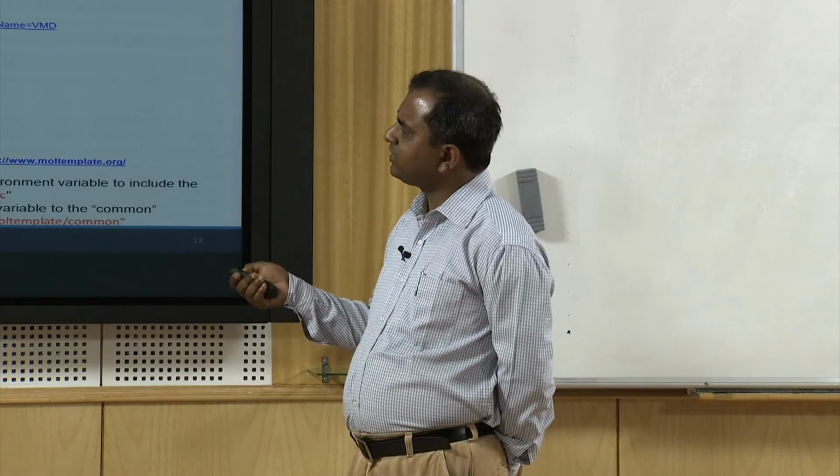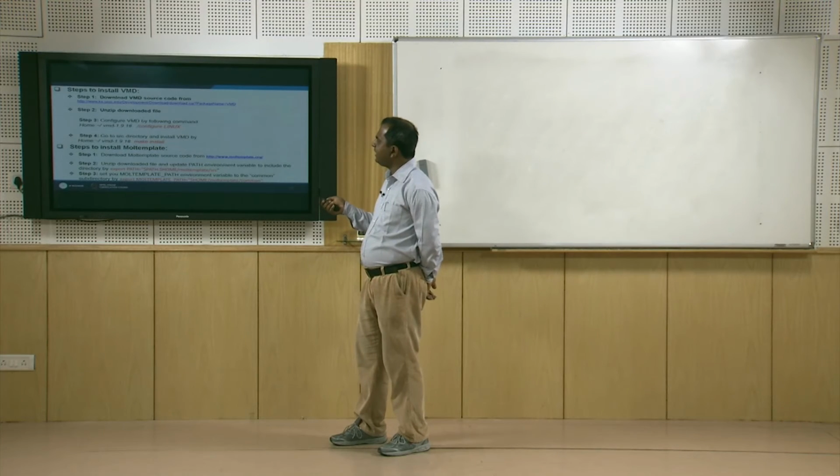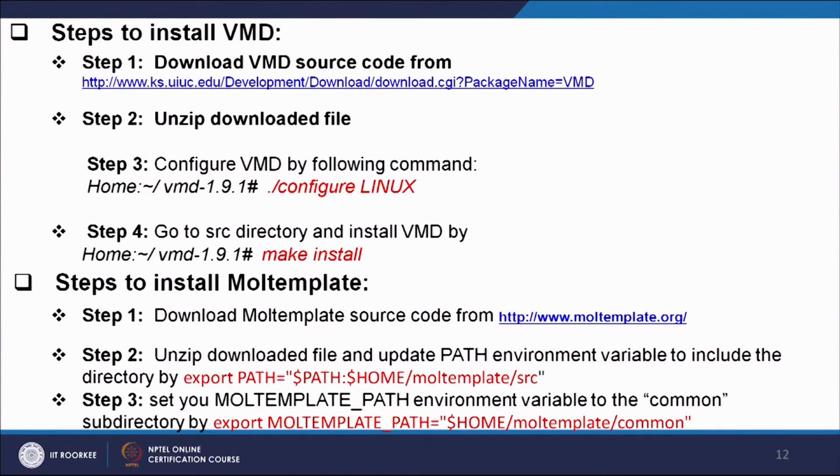Here I have discussed the installation of the other software like VMD. VMD once again you can download from a website. The website address I have given over here; this is freeware. First, once again you have to unzip it, because all the software is in zipped format to minimize the space. Then you need to configure the source file. For configuring, we give the command ./configure Linux. Then you install by giving the command make install, and VMD will be installed.